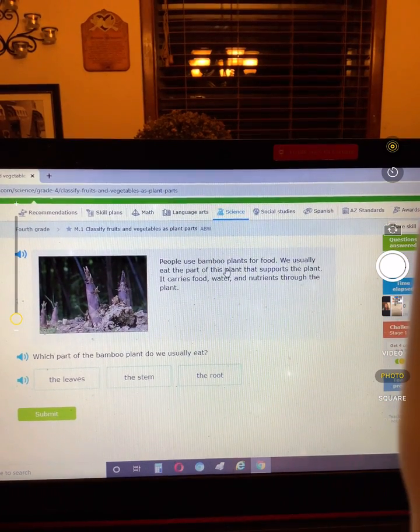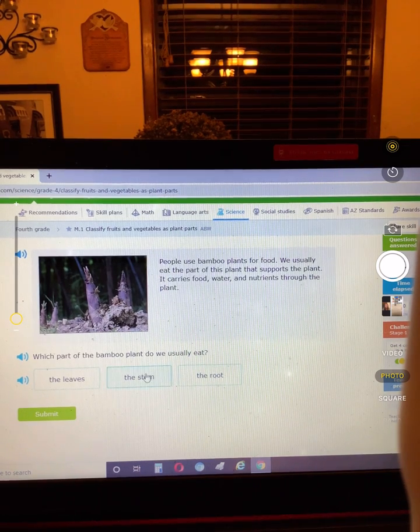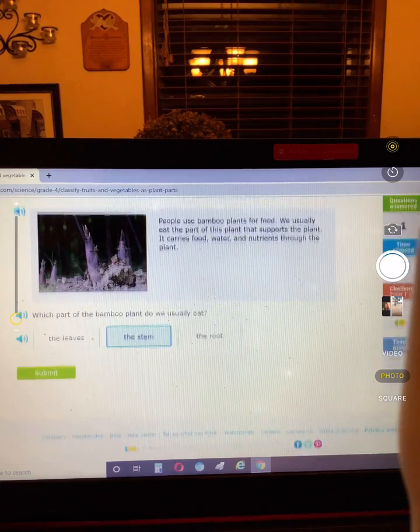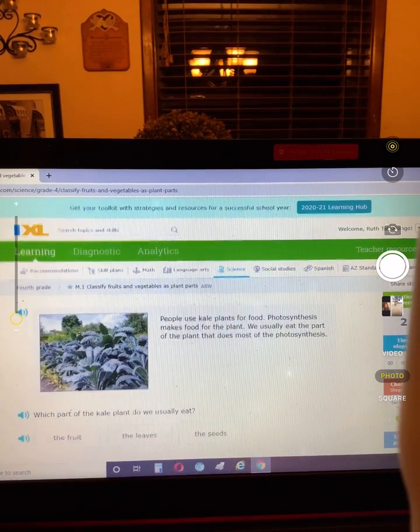People use bamboo plants for food. We usually eat the part of this plant that supports the plant. It carries food, water, and other nutrients throughout the plant. That would be the stem. Okay.